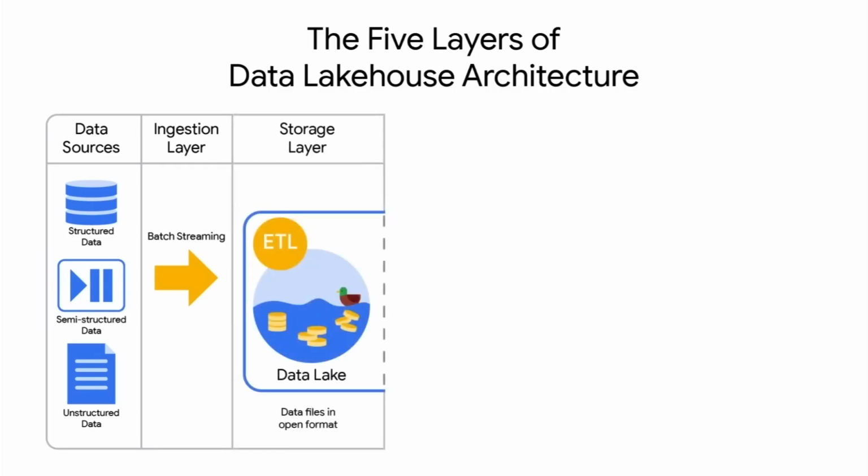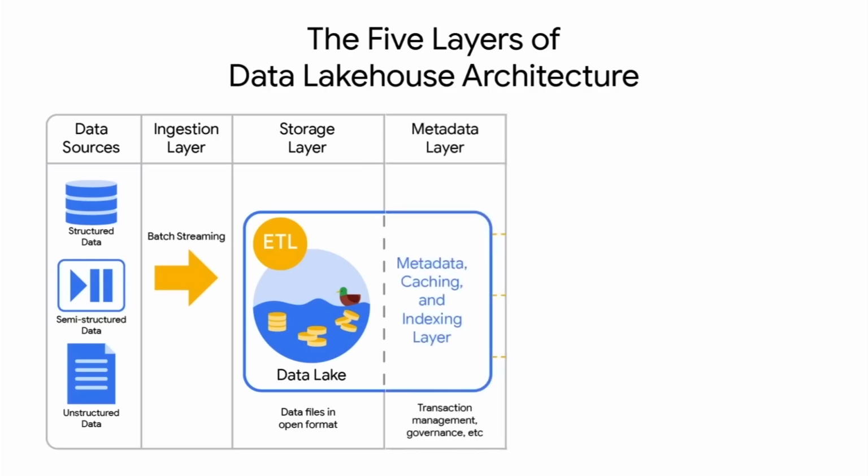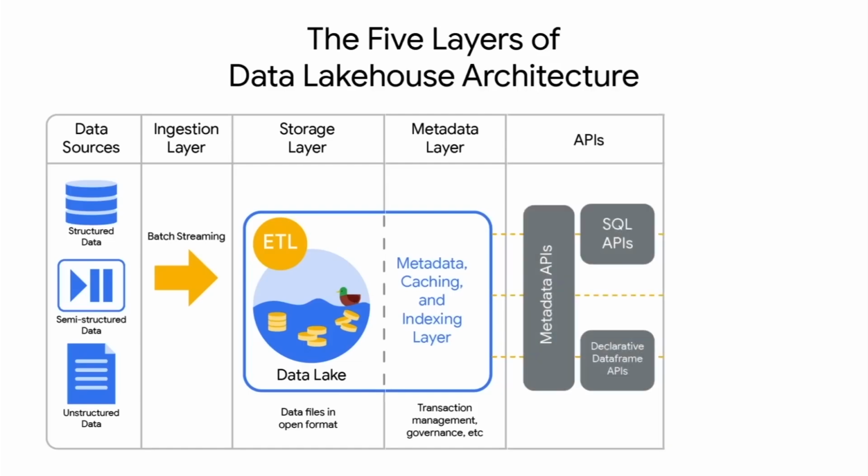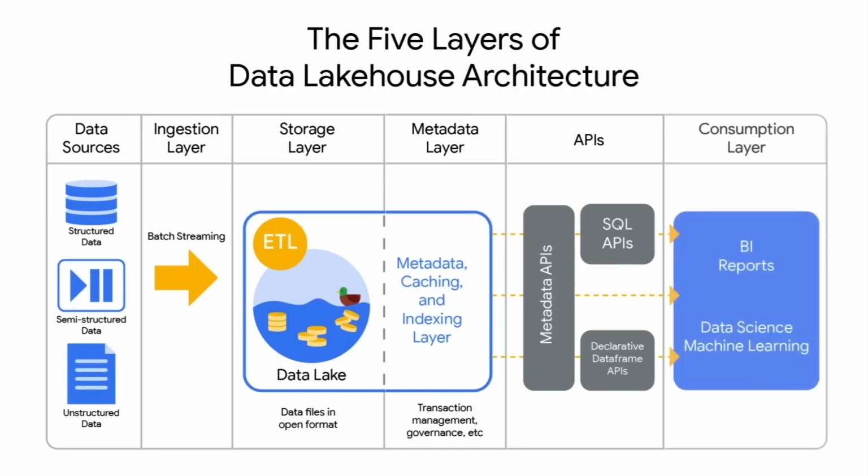In this layer, some data goes into the data lake, and other data goes through ETL and into the data warehouse. From here, our data goes through a metadata layer, where governance rules are applied and indexing occurs. From here, APIs are used to abstract and simplify data and metadata access for the final layer. This is the consumption layer, where business intelligence, visualizations, and machine learning occurs.